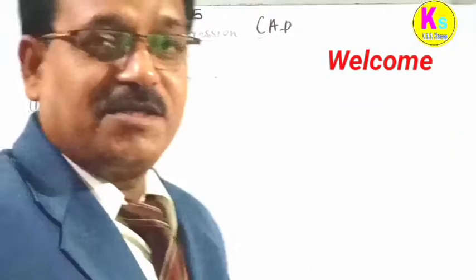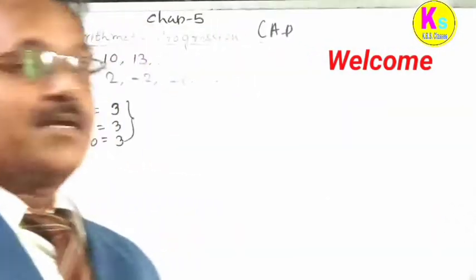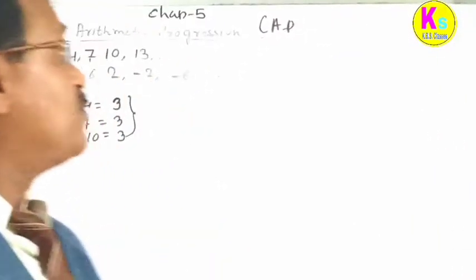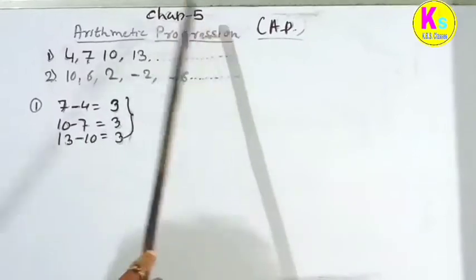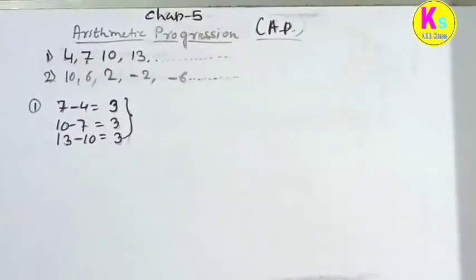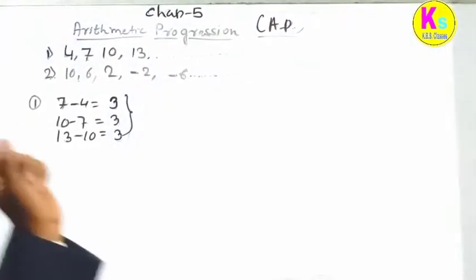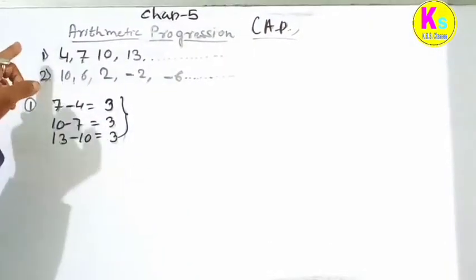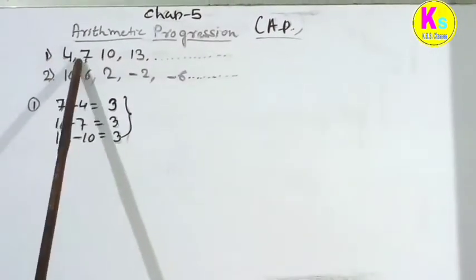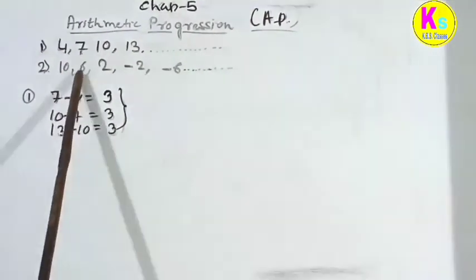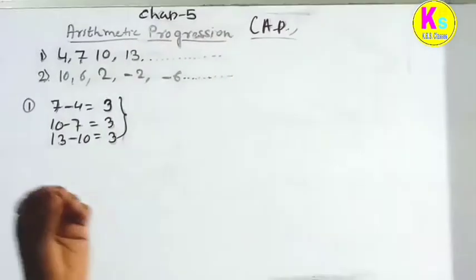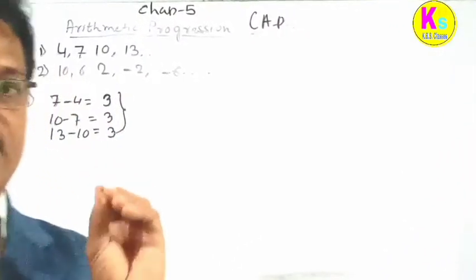Hello my dear students. On the demand of some students, I am today starting chapter 5, arithmetic progression, in short AP. We must know what is an AP. First I am giving here two examples of AP. The first one is 4, 7, 10, 13, and the second is 10, 6, 2, -2, -6. These are in AP. The curiosity in your mind is: what is an AP first?